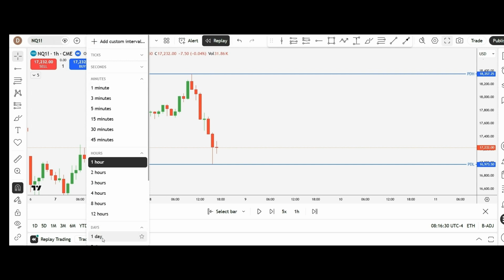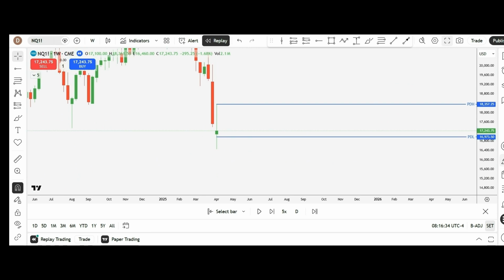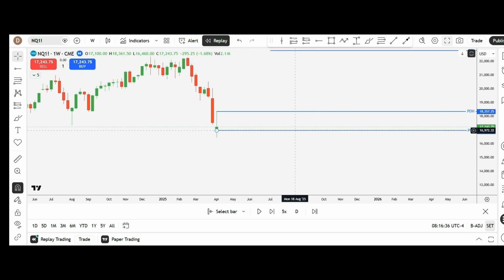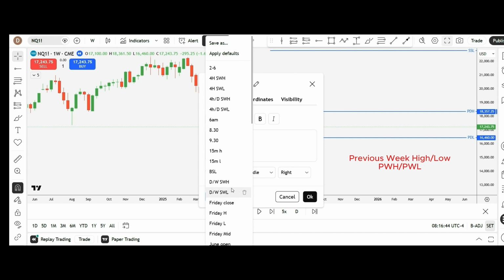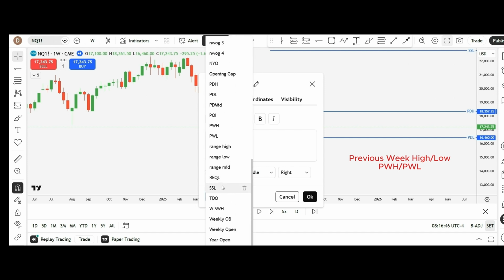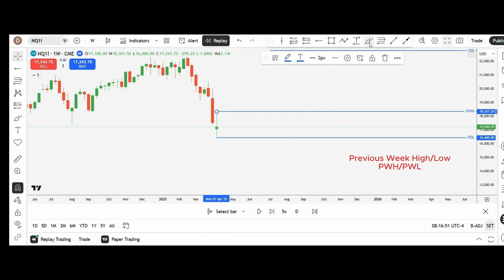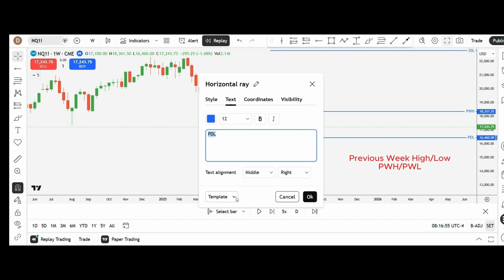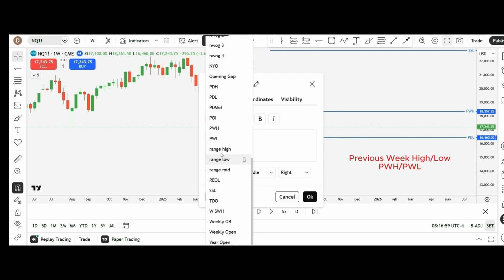All right? Fair enough? In the same way, if we go on the weekly chart, we will want to use the previous weekly low and previous weekly high as points where price will have an important reaction moving forward.